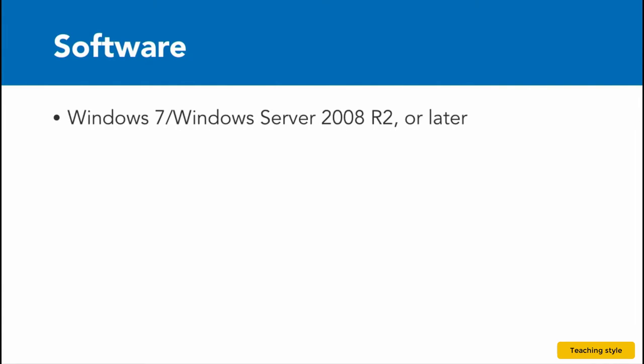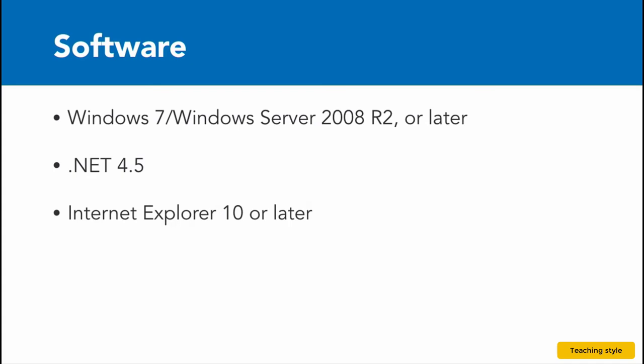Now software. Power BI is made to run on Windows 7 or Windows Server 2008 Release 2 or later. You'll need .NET 4.5 installed and you'll need to have a new version of Internet Explorer, Internet Explorer 10 or 11. Finally, you'll want Power BI Desktop, which is a free download from Microsoft, and I'll show you how to install that later in the course.